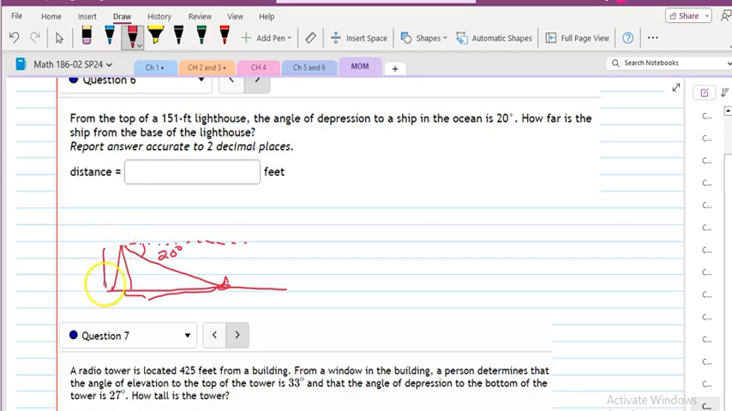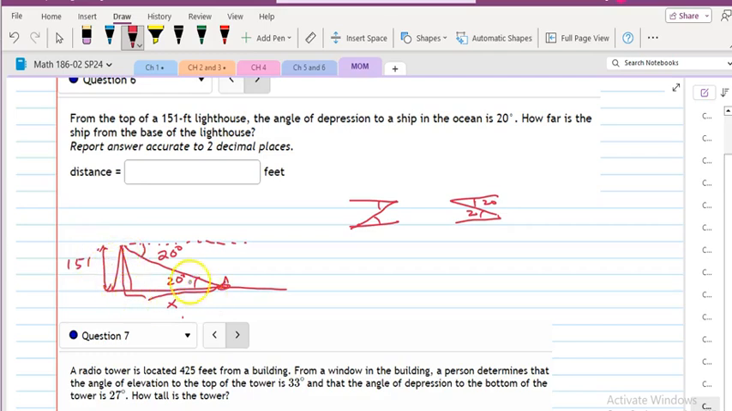So let's say this is X. And the lighthouse building is 151. So we have a triangle. We have the 20 degrees here, but this doesn't have an angle. So by alternate interior angles, the 20 degrees is here also. So anytime you have a Z kind of situation, these two are the same. So 20, 20, alternate interior. So we would have a right triangle here. Well, we just assume this is vertical.